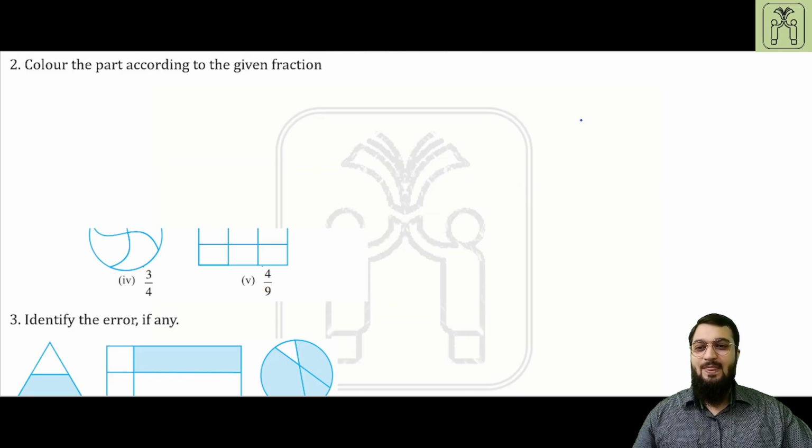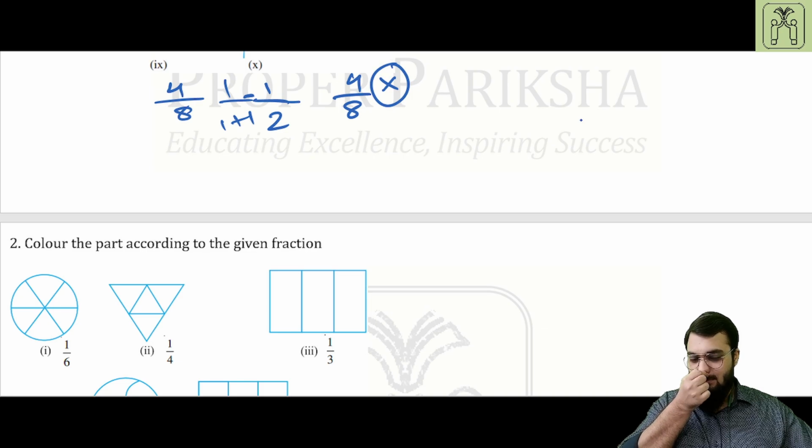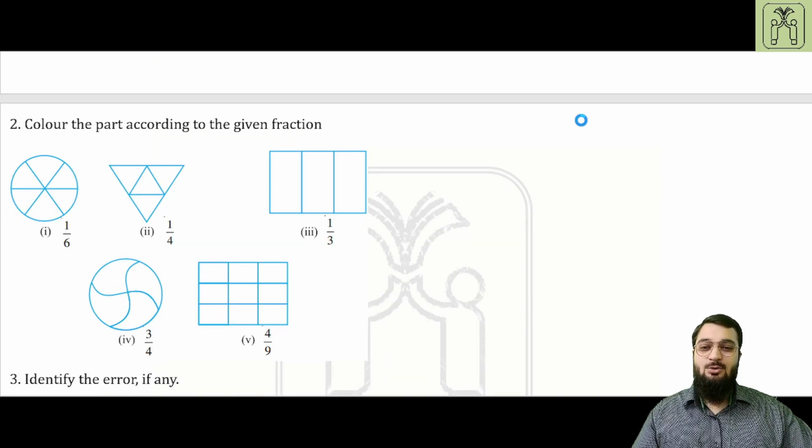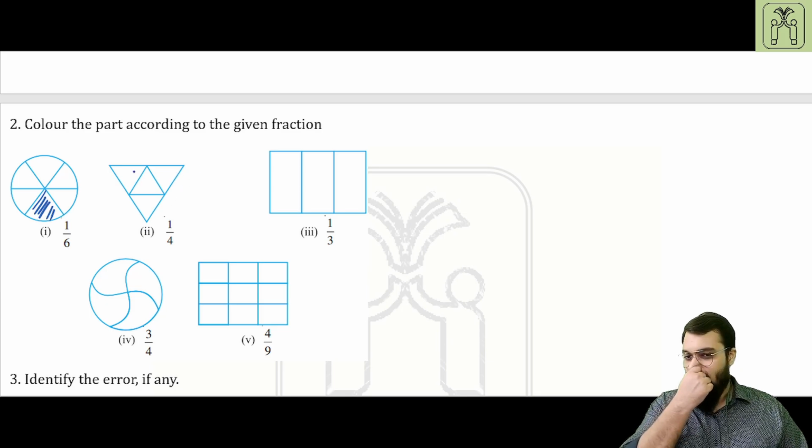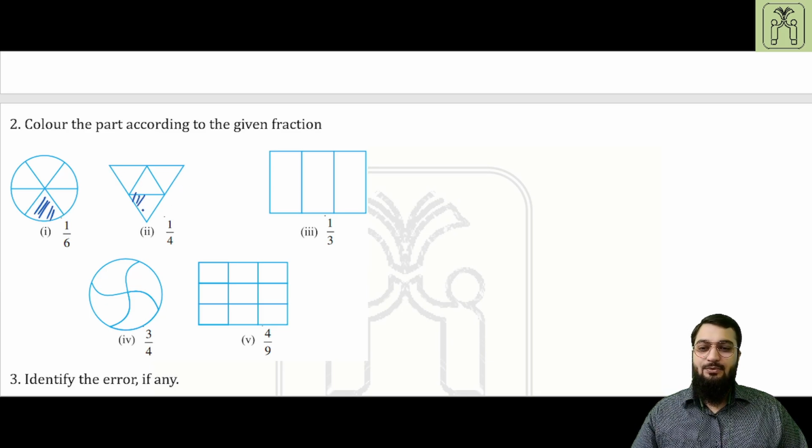So yeah. Question number 2. Color the part according to the given fraction. It is related to 1 upon 6. So 1 upon 6 means that one part will be colored. 1 upon 4, therefore only one part will be colored. 1 upon 3, then only one part will be colored. So basically we have to color the part according to the given fraction.